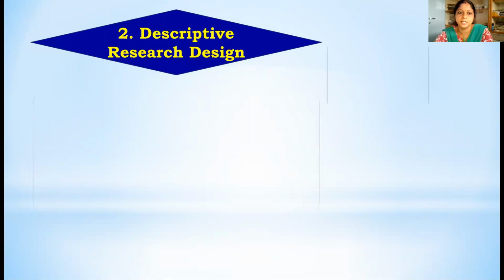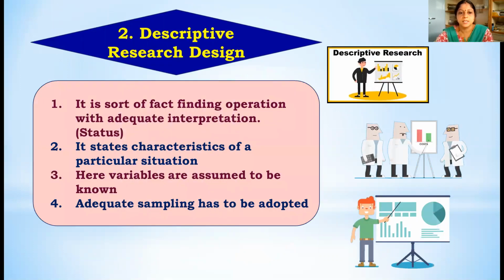And the next comes is the descriptive research design. The descriptive research design is a sort of fact-finding operation. And here there will be adequate interpretation. That means we are going to state the status with that operation, meaning after doing this, what has happened. Here, the characteristics of a status mainly depend upon a situation. For example, I am recommending IFS practices to the farmer, and what has happened due to the adoption of IFS practices in a particular situation.